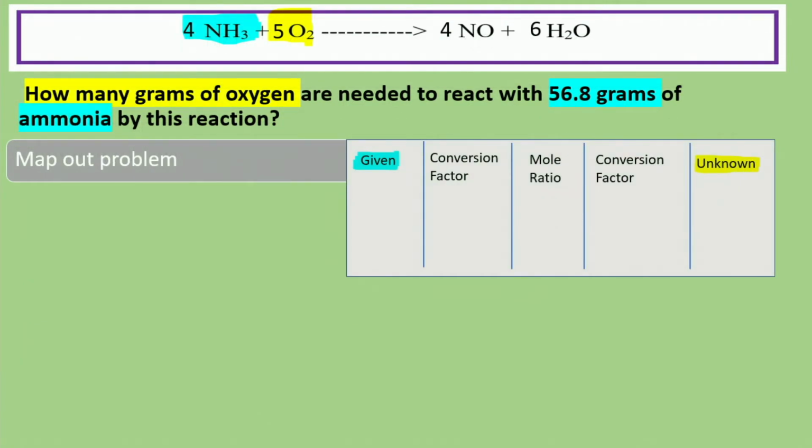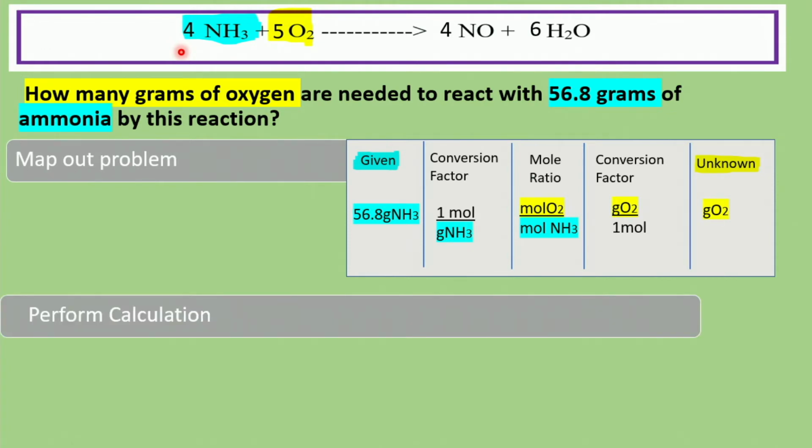So we see here that we have our given, and we also want to determine how we are going to get to our unknown. So we take our 56.8 grams of our ammonia. We have to go from grams to moles, so we'll divide by the molar mass of our NH3. And then from our balanced equation, we're going to figure out our mole ratio. So that will be our coefficients. So we see oxygen is 5 and ammonia is 4. And then that will give us our moles of oxygen, and then we'll multiply by our molar mass of O2 to give us our grams of oxygen.